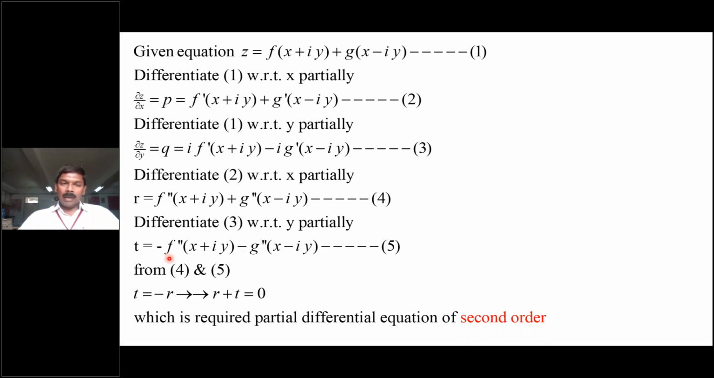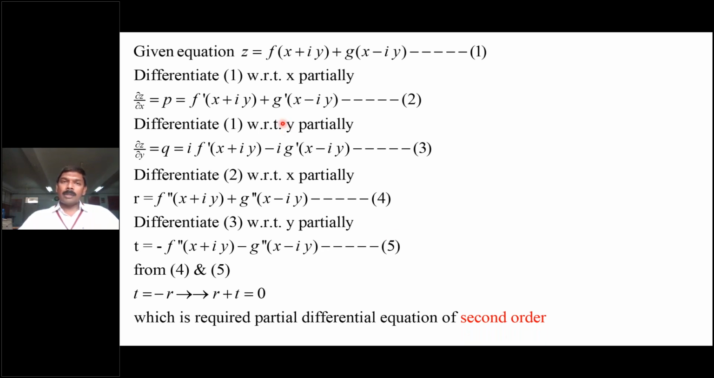And if you see the right side of equation 5, I can take the minus sign common. After taking the minus sign common, what remains is f double dash of x plus iy plus g double dash of x minus iy. And if you go back and see equation number 4, that is nothing but r. So I substitute that here. So t equal to, in place of this right hand side, I write minus r. And if you combine the terms, you get r plus t equal to 0. In full form, r plus t is dou square z by dou x square plus dou square z by dou y square equal to 0, which is a partial differential equation of second order.